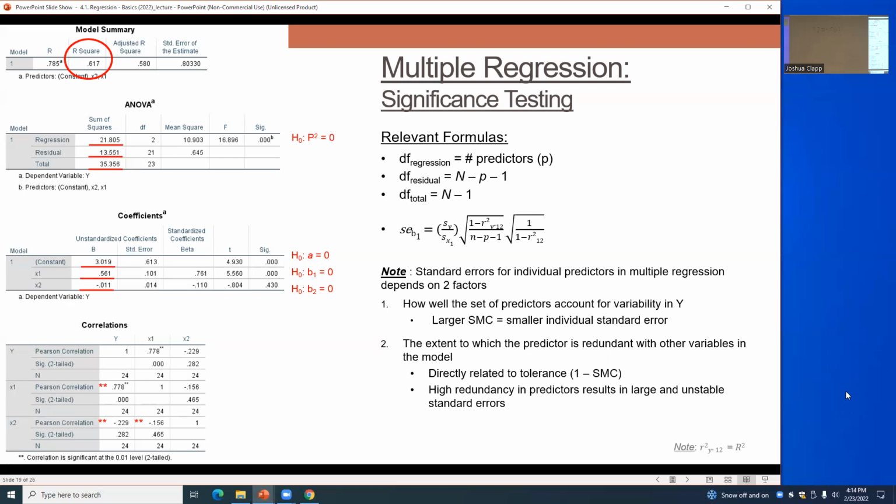Always a good idea to look for these in regression models. Look at your bivariate correlations, see what's going on, compare those against your regression coefficients to see if there's anything funky happening and stuff.